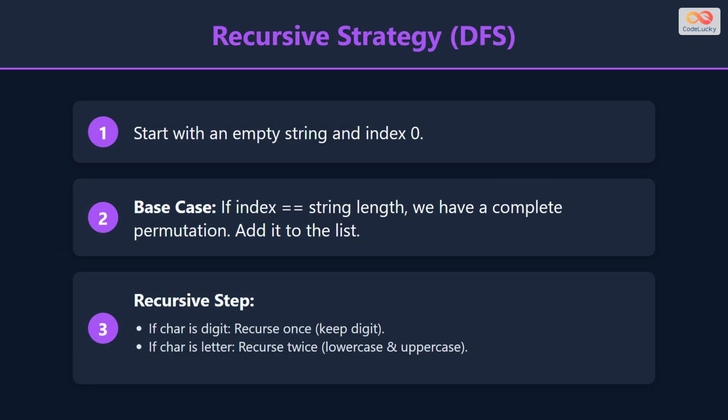We can solve this using recursion, specifically a depth-first search approach. We start at the first index. Our function will try to build the string character by character. The base case for our recursion is simple. When our current index equals the length of the string, it means we have made a decision for every character, so we add the result to our list.